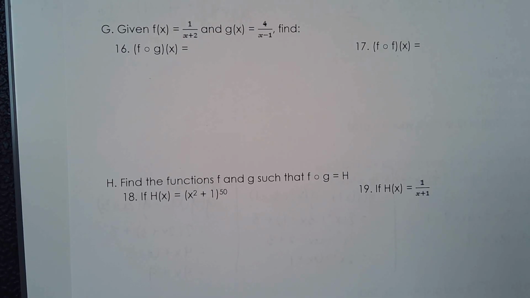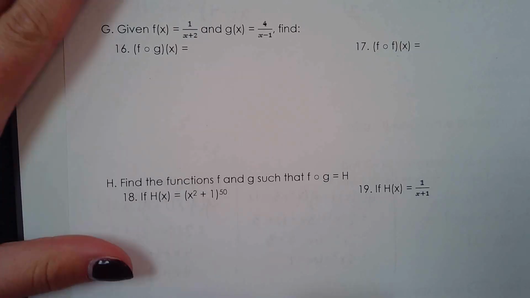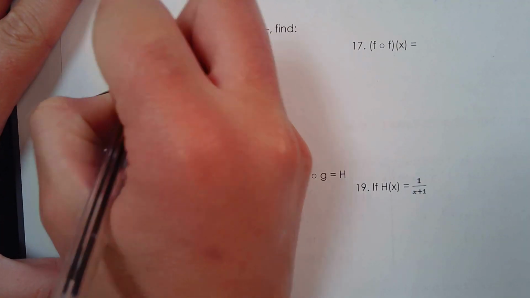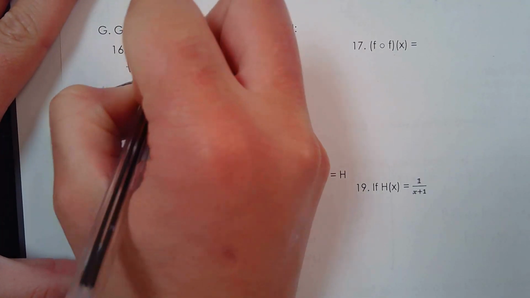Alright, so we're going to do f of g first. So I'm going to rewrite that because I think it's still helpful. f of g of x.